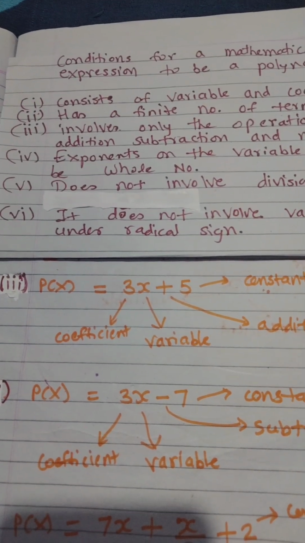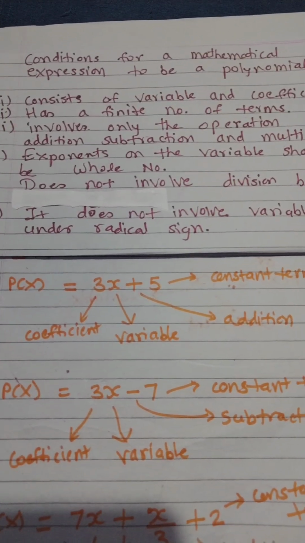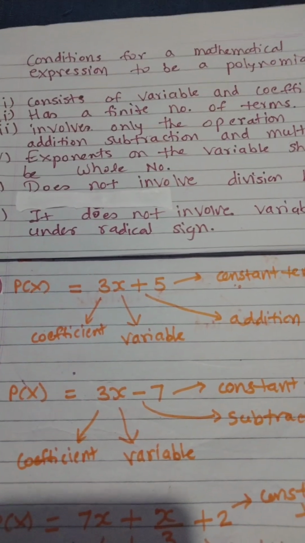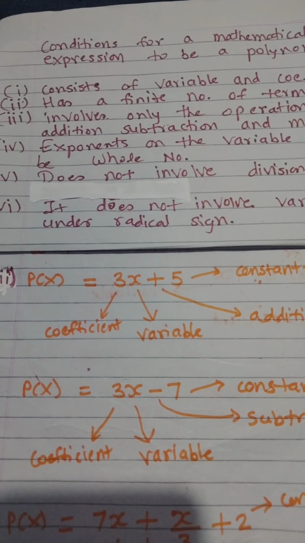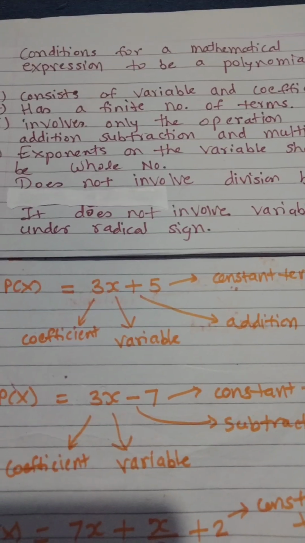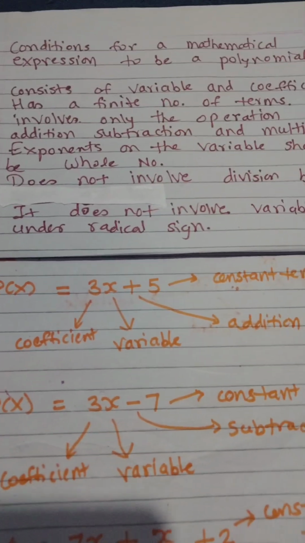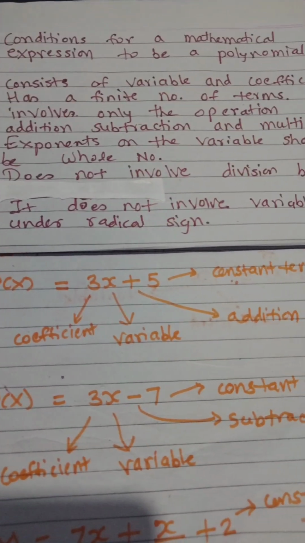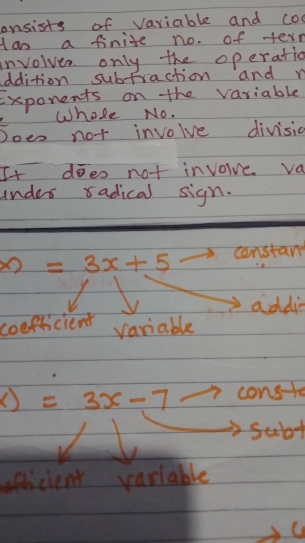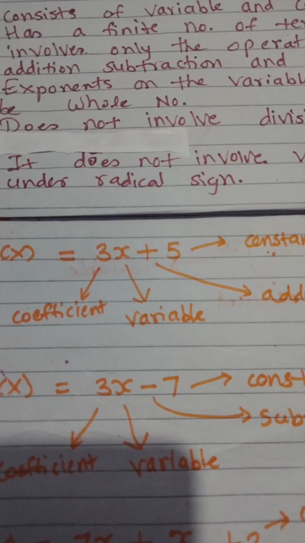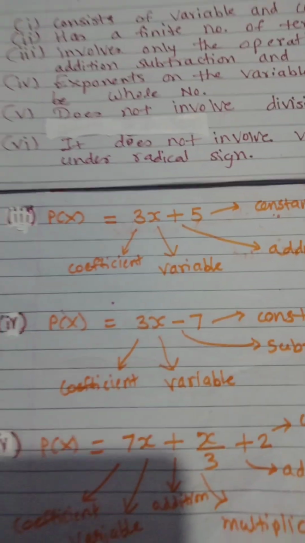It also satisfies the next condition that the exponent on the variable should be a whole number. Here there is x to the power 1, 3x means there is x to the power 1 here, which is a whole number. It also satisfies the next condition that it does not involve division by a variable. There is no division by a variable here. Also it satisfies the next condition that it does not involve a variable under a radical sign. So there is no radical sign here, meaning x is not under a radical sign.